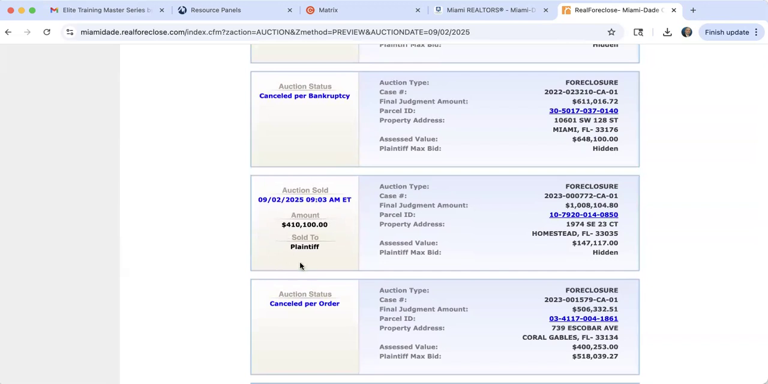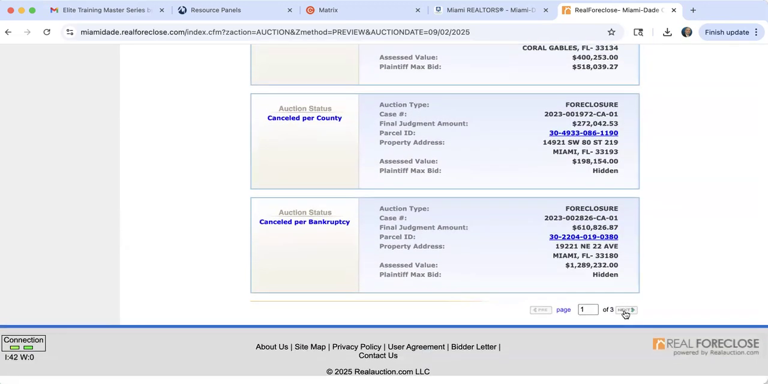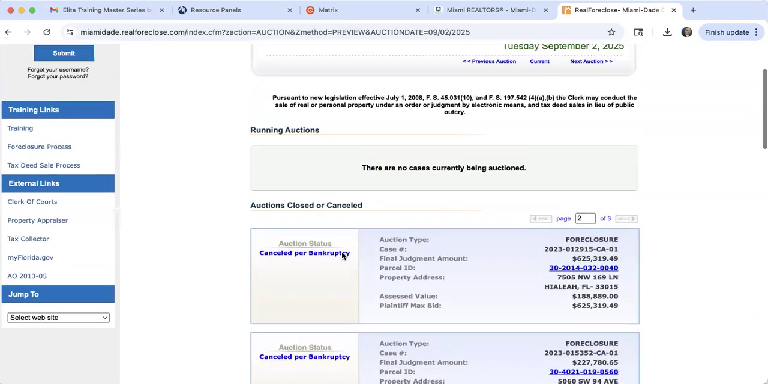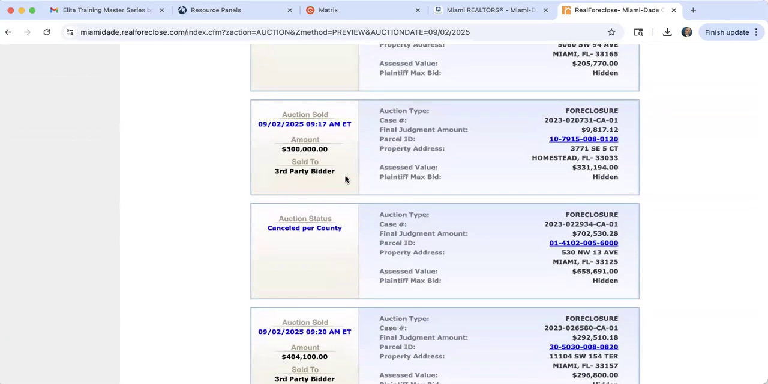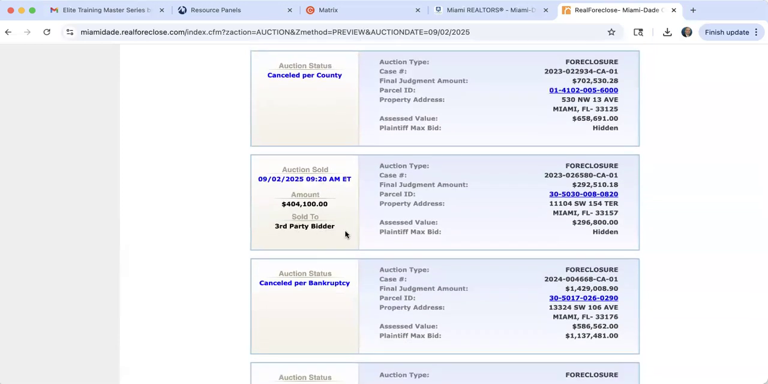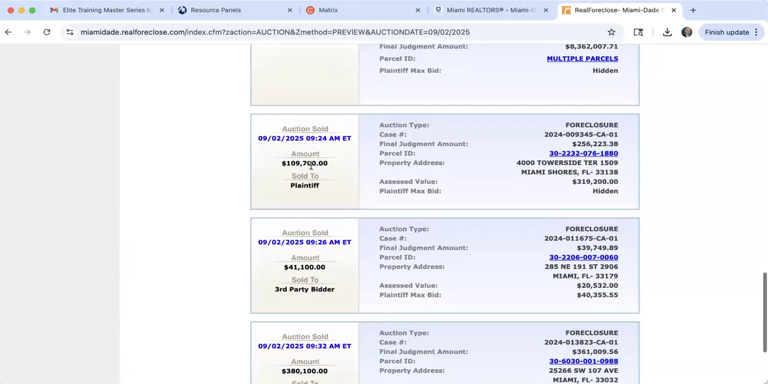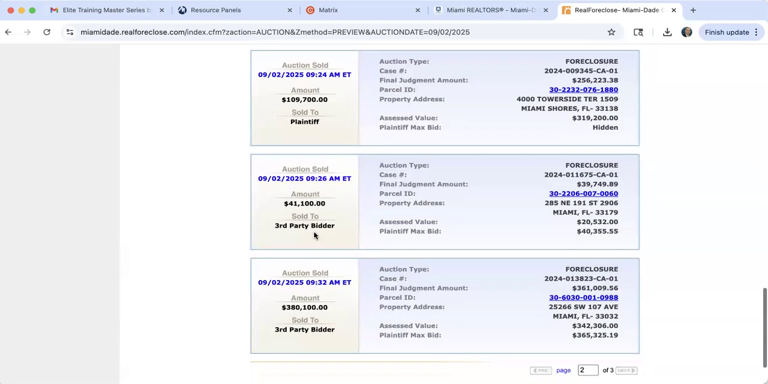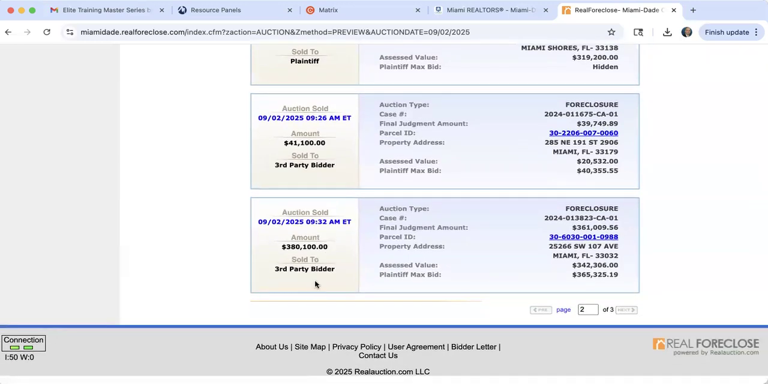The bank here won the auction. Go to the next screen, and you're gonna see here a third party bidder. A third party bidder won the auction at 9:17 in the morning for 300,000. That's an investor. An investor took down this property for 300,000. Here's a third party bidder. Another investor bought this property for $404,100 at 9:20 in the morning. And then here's the plaintiff. The bank took it back. Here's an investor. They won that auction. Here's another investor. They won that auction.